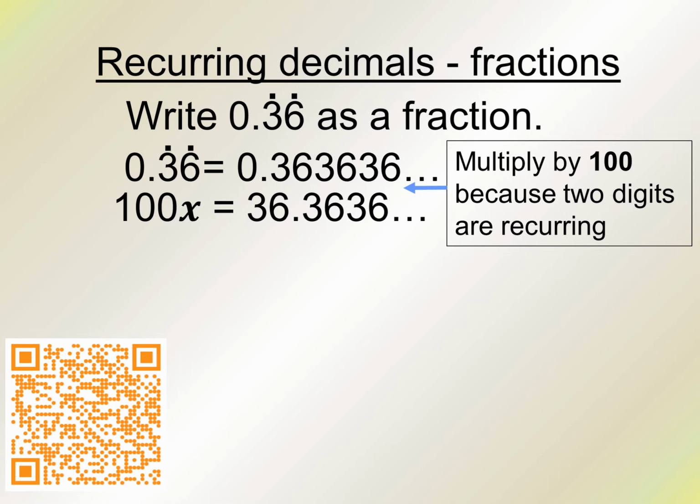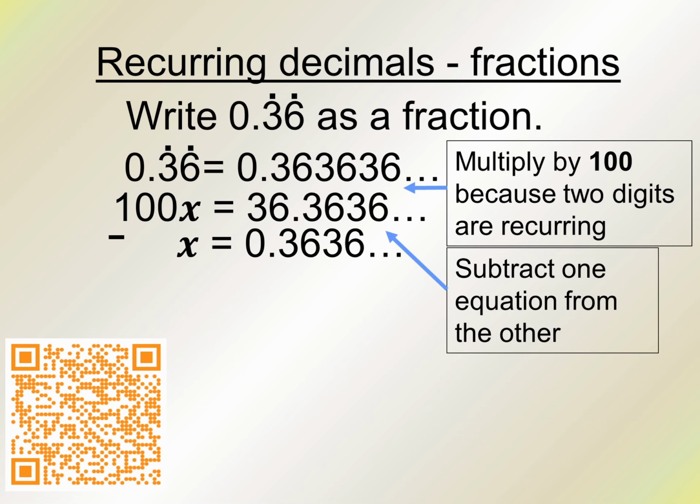Okay, so underneath, if I write the original equation, so let x be 0.36 recurring. If I subtract the two equations, so 36.36 recurring and 0.36 recurring, the recurring part cancels out, and I'm left with just 36. Obviously, I have to subtract the left-hand side as well, so 100 take away x would give me 99x. So I've got a simple linear equation there.